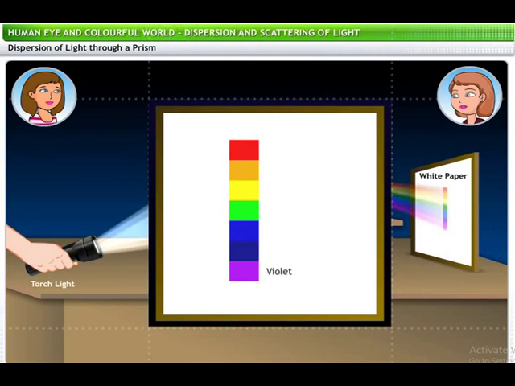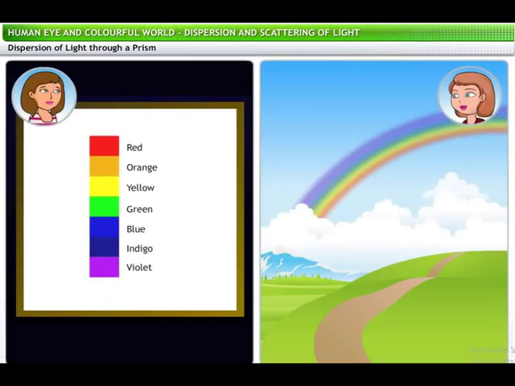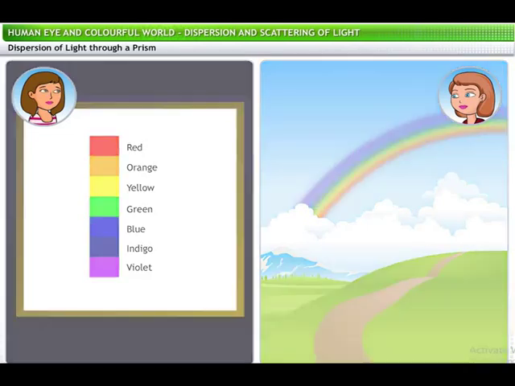First is violet. Second is indigo. Next is blue. Then green, yellow, orange, and lastly red. The same colors as that in a rainbow, right? Yes, I see what you mean by creating a rainbow through a prism now.